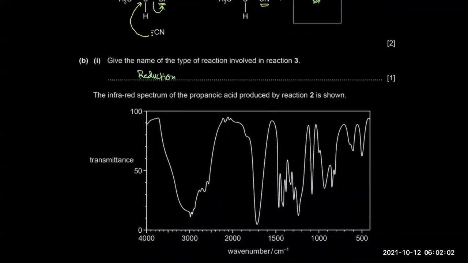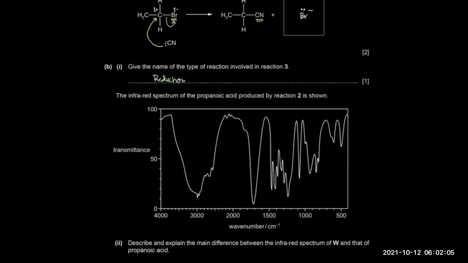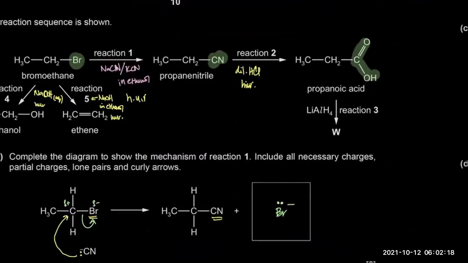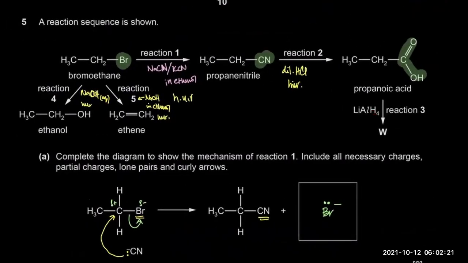The infrared spectrum of propanoic acid produced by reaction 2 is shown. Describe the main difference between the infrared spectrum of W and that of propanoic acid. So can someone tell me what W would be? If I reduce propanoic acid, what will I make? A primary alcohol, right? So which alcohol is it? Propan-1-ol. This is the group that I'm reducing. It becomes a primary alcohol.